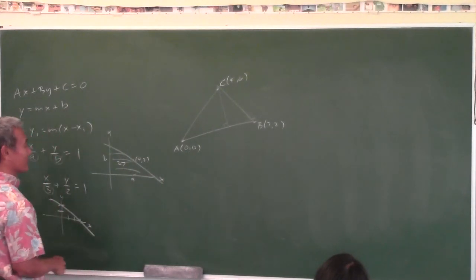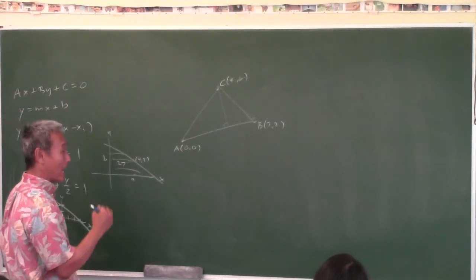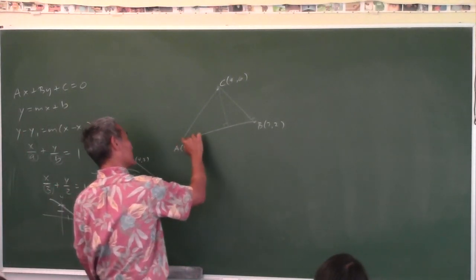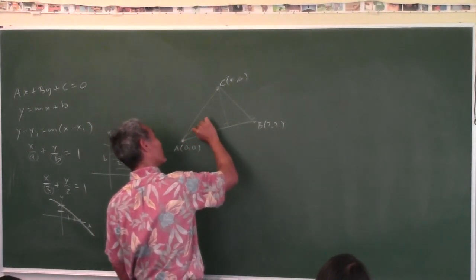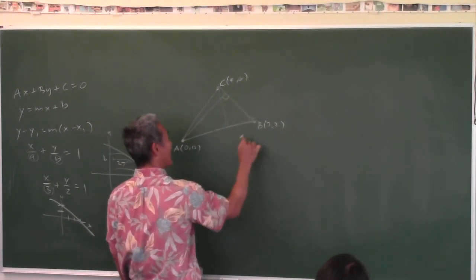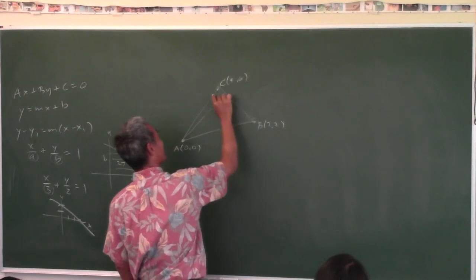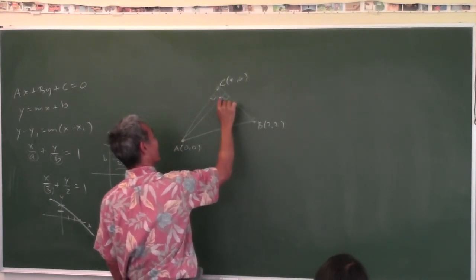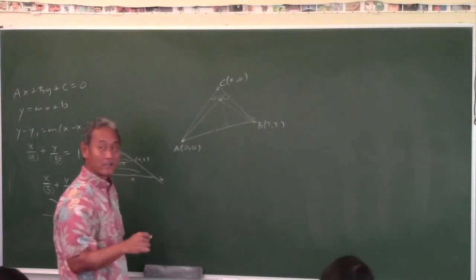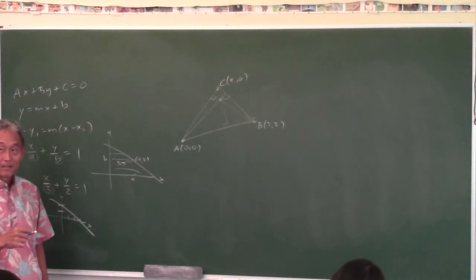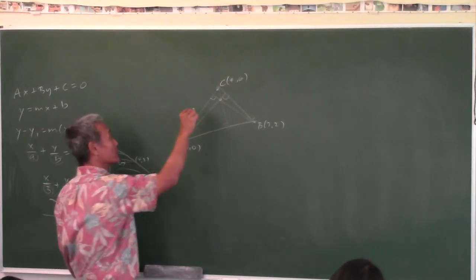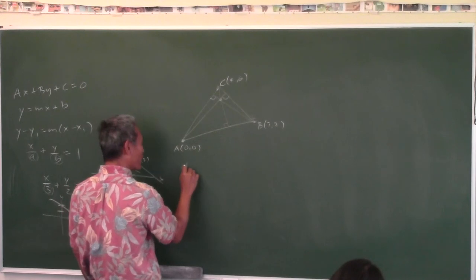How many altitudes does a triangle have? It has 3. So from here, you make it perpendicular to the opposite side, and then from here, you make it perpendicular to the opposite side, and hey, what do you know? They all intersect at the same point. That always happens. And you know what we call this point? The orthocenter.